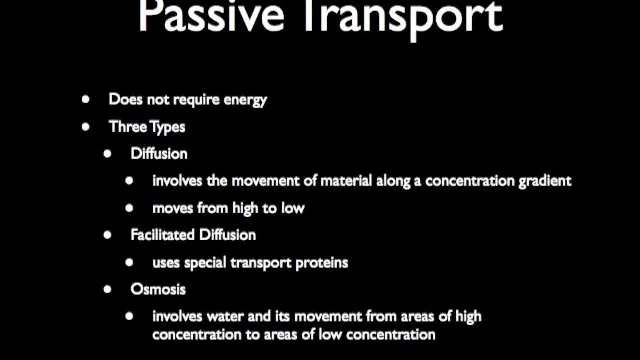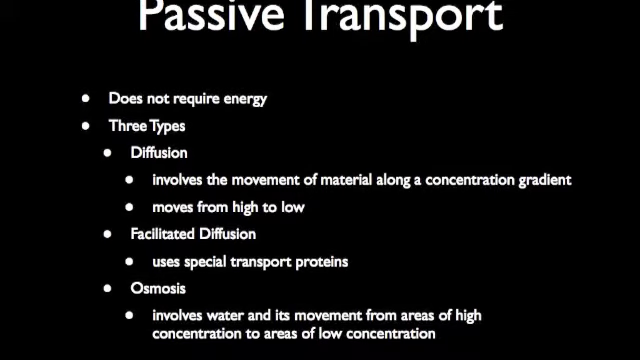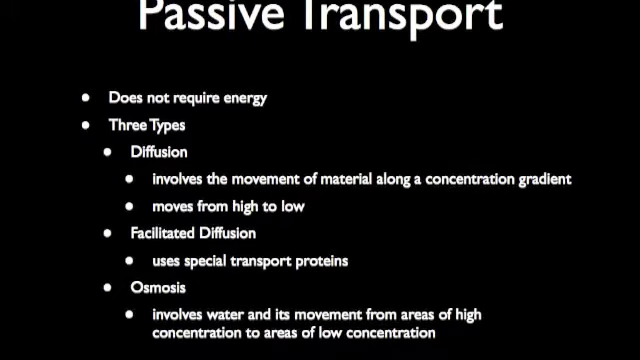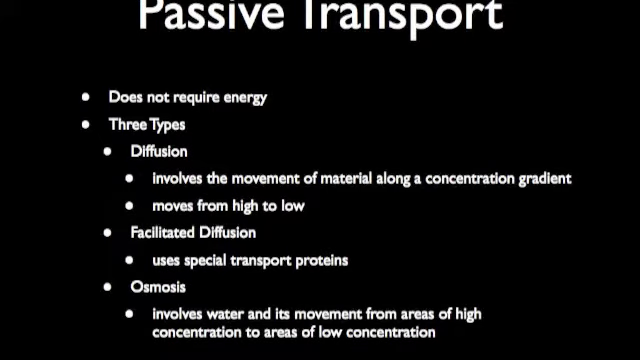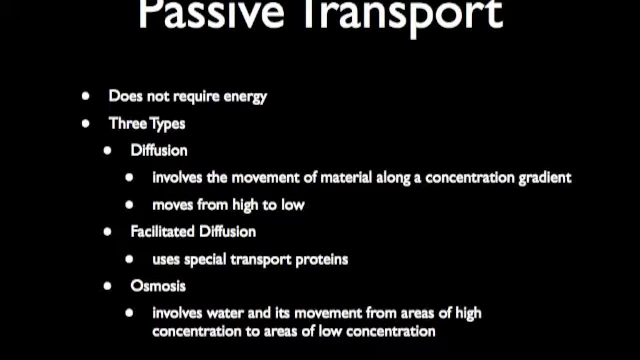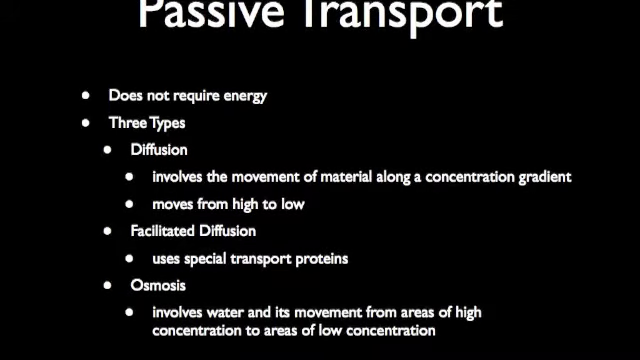Passive transport is a type of cell transport that does not require the cell to expend energy. Diffusion, facilitated diffusion, and osmosis are types of passive transport. Diffusion, or simple diffusion, involves the movement of material along a concentration gradient. That is, materials move across the cell membrane from an area of higher concentration to an area of lower concentration. Diffusion will continue across a semi-permeable membrane until particles are equally concentrated on both sides of the membrane.